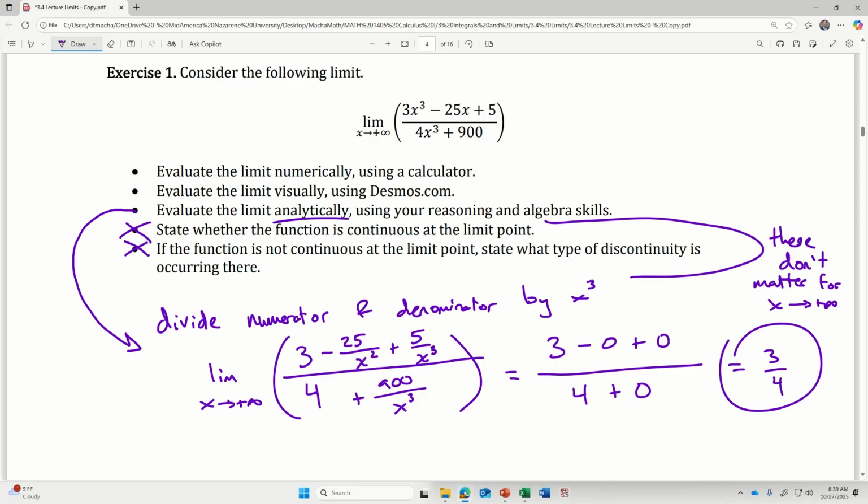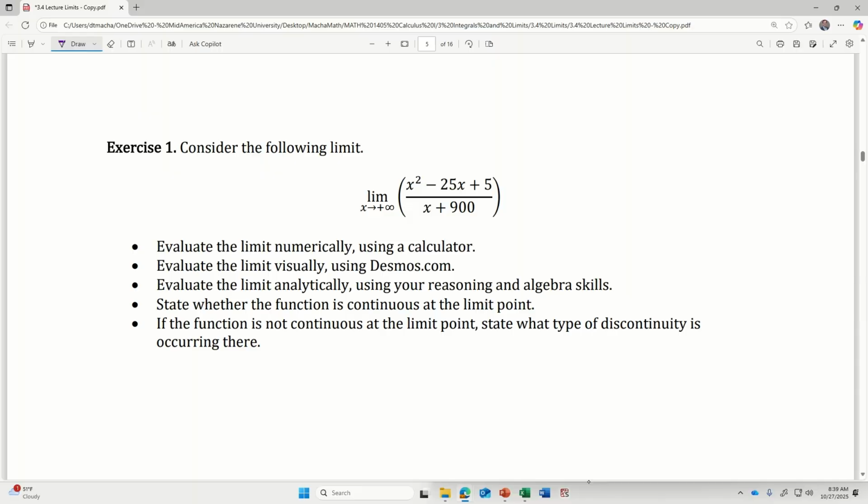Again, probably something you learned in pre-cal, right? That like if you've got the same leading exponent in the numerator and denominator, then you just take the ratio of the leading coefficients. And that's the end behavior for both x approaches positive infinity and x approaches negative infinity. But this is the explanation. This is like the proof of why we know that limit has to be what it is. Questions? Okay. Here's another one.